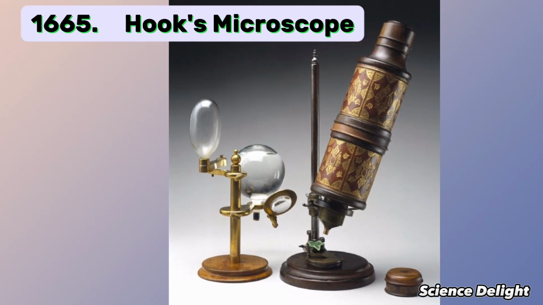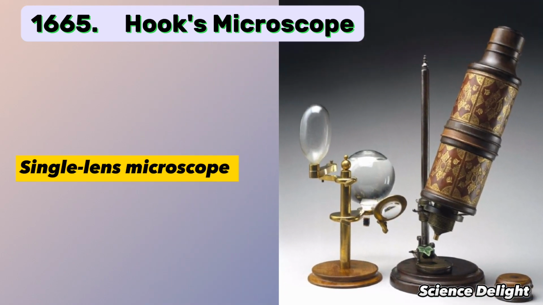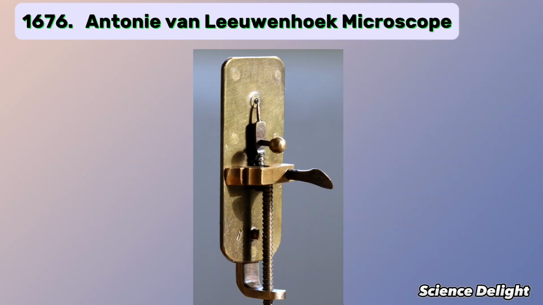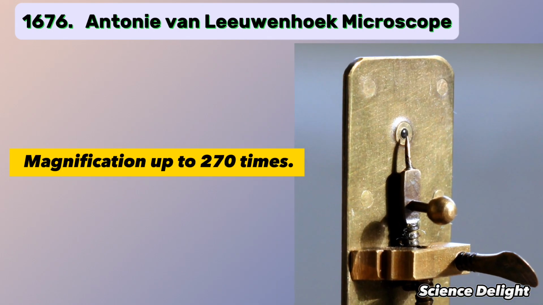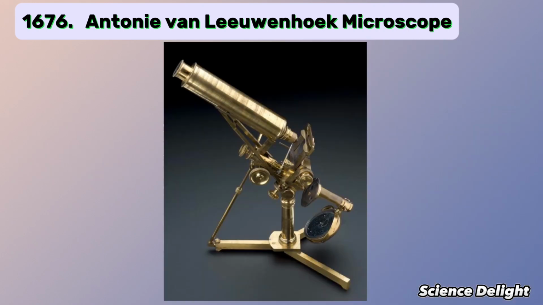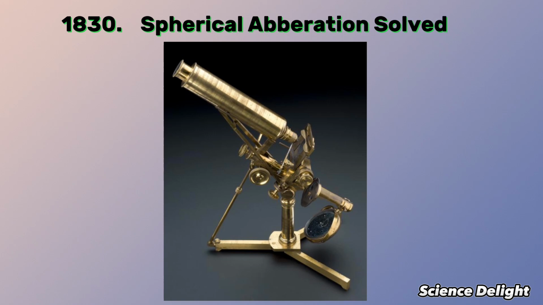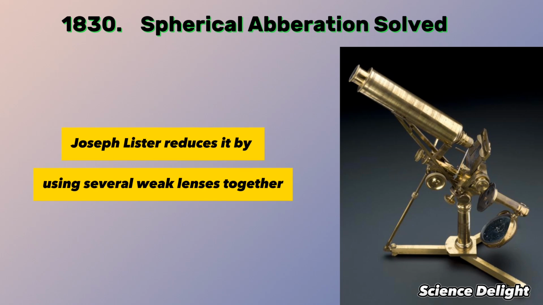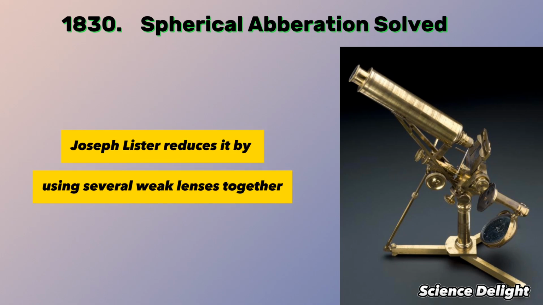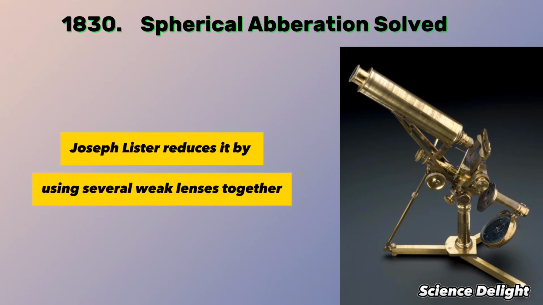1665, Hooke's microscope. He uses a simple, single-lens microscope illuminated by a candle. 1676, Antonie van Leeuwenhoek's microscope. He invents new methods for making lenses that allow for magnifications of up to 270 times. 1830, spherical aberration solved. Joseph Lister reduces spherical aberration by using several weak lenses together to give good magnification.